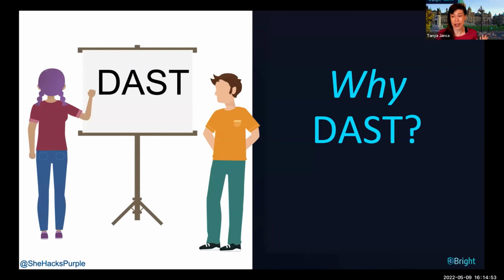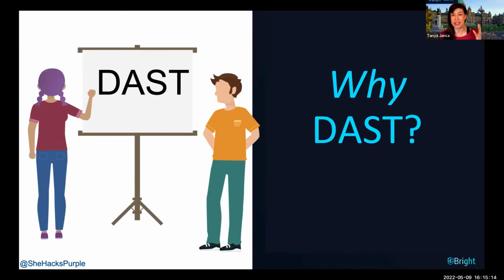The other reason why I chose DAST to start with is that it's really easy. Like I said earlier, when I started with SAST tools, I found it very, very difficult to figure out what was a true positive, what was a false positive. I found it just really difficult to understand. It would take forever to get it running, forever and ever to look through the results.